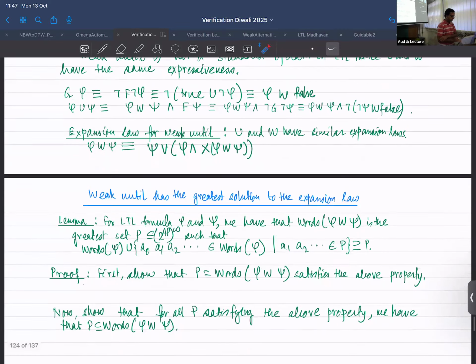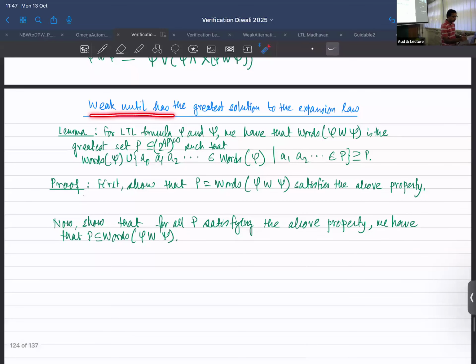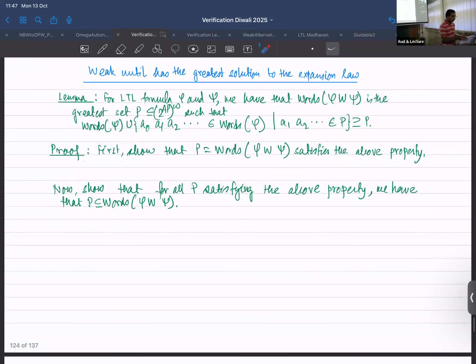So that's, and then we also say that, okay, this is something we were talking about at the very end, that weak until has the greatest solution to the expansion law. So when we are talking about the expansion law with respect to the strong until expansion law, this property that we have now is exactly the same as what we saw for the case of strong until, with the difference that now we say that this is actually a superset of this.